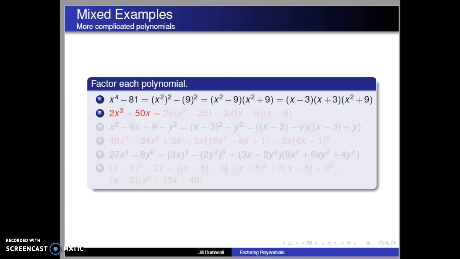Let's now consider 2x cubed minus 50x, which doesn't seem to immediately fit any of our special forms. We notice a common monomial factor of 2x that we can factor out, leaving a second factor of x squared minus 25. X squared minus 25 can be further factored as an x minus 5 times an x plus 5.